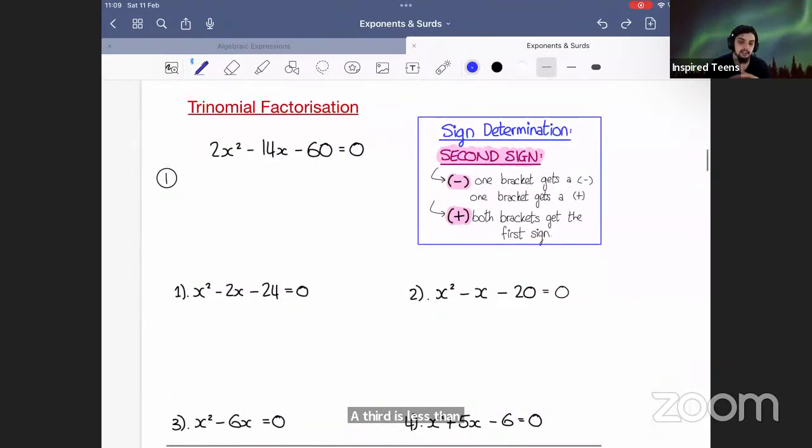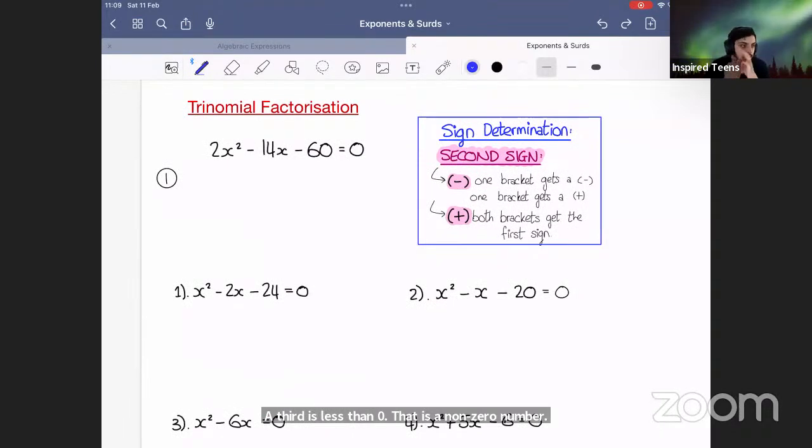Right, now that revision is done, we're going to go through trinomial factorization, and we're going to revise it as well. The first approach we're going to learn is through factorization, and not by using the quadratic formula. We're going to learn how to factorize a trinomial. I know many of you are still using the quadratic formula, which is fine. However, it is a good skill to know how to factorize as well.